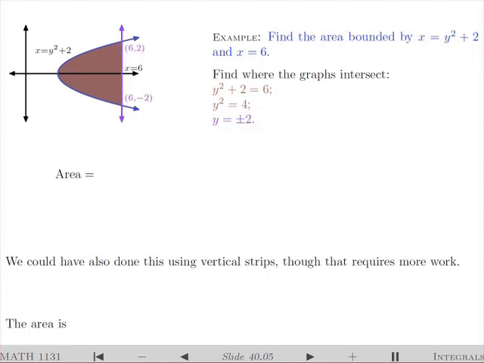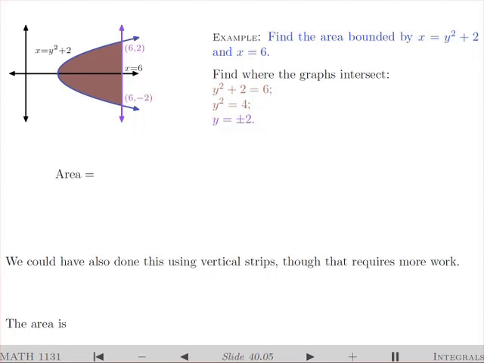Now, I need to know which is on left, which is on right, which I can see from the picture, but what if I don't have the picture? If I don't have the picture, since they intersect at only 2 points, we know that one is completely to the left of the other within that interval. You just pick some test value in that interval. I can just pick 0 and compare the two x values when y is 0.